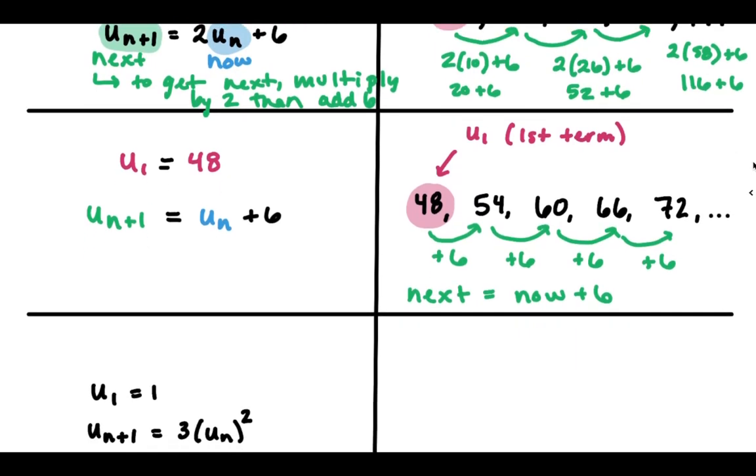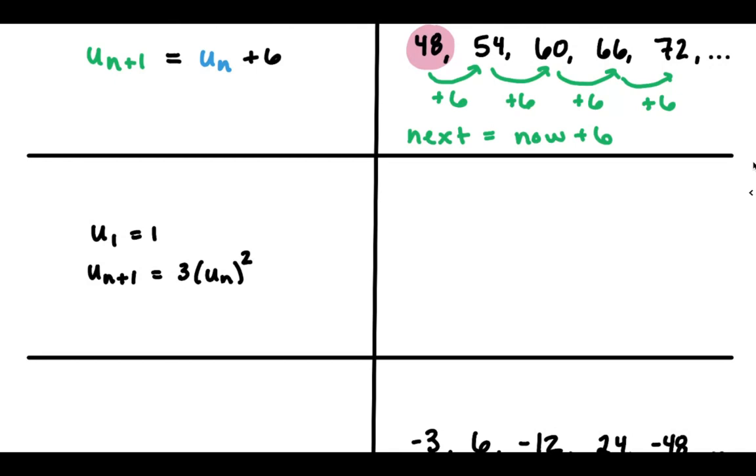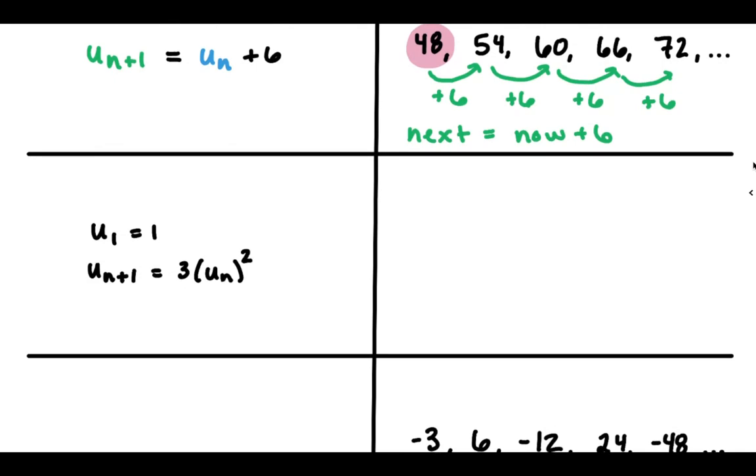All right, let's try another where we start with our formula. So again, this is telling us that the first term is 1. U sub 1 is the first term, so the first term is 1. So I can write that down in my sequence right away. I know my sequence starts at 1.